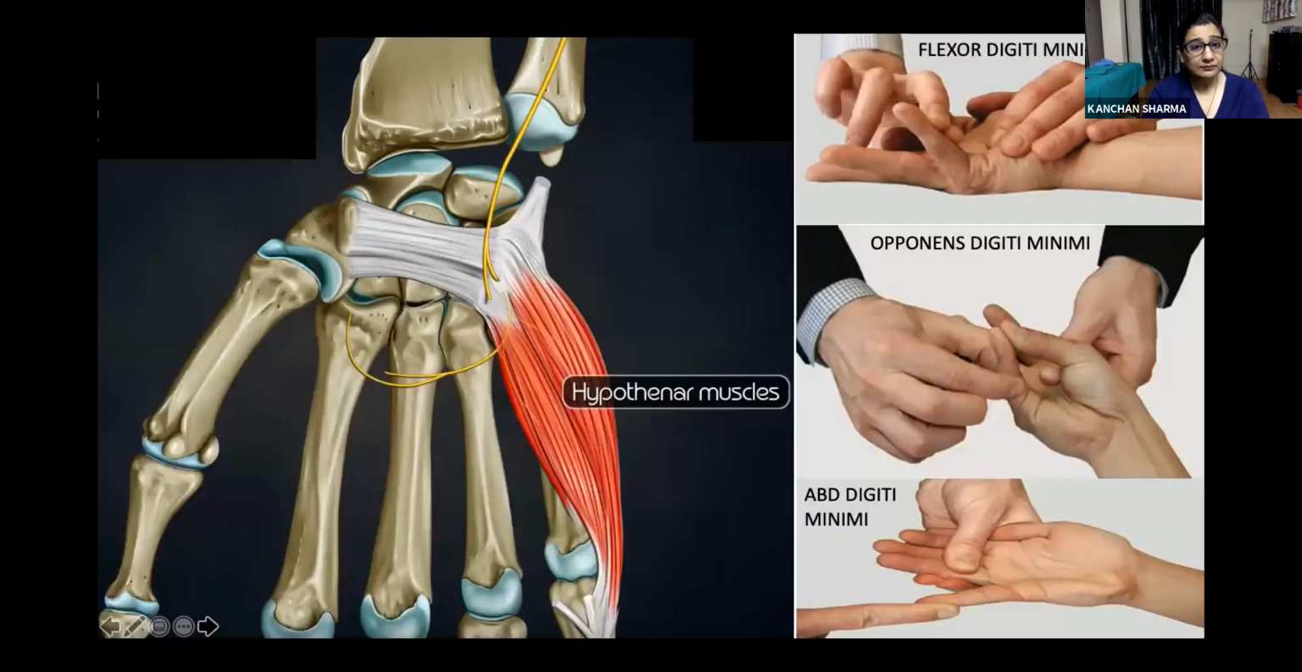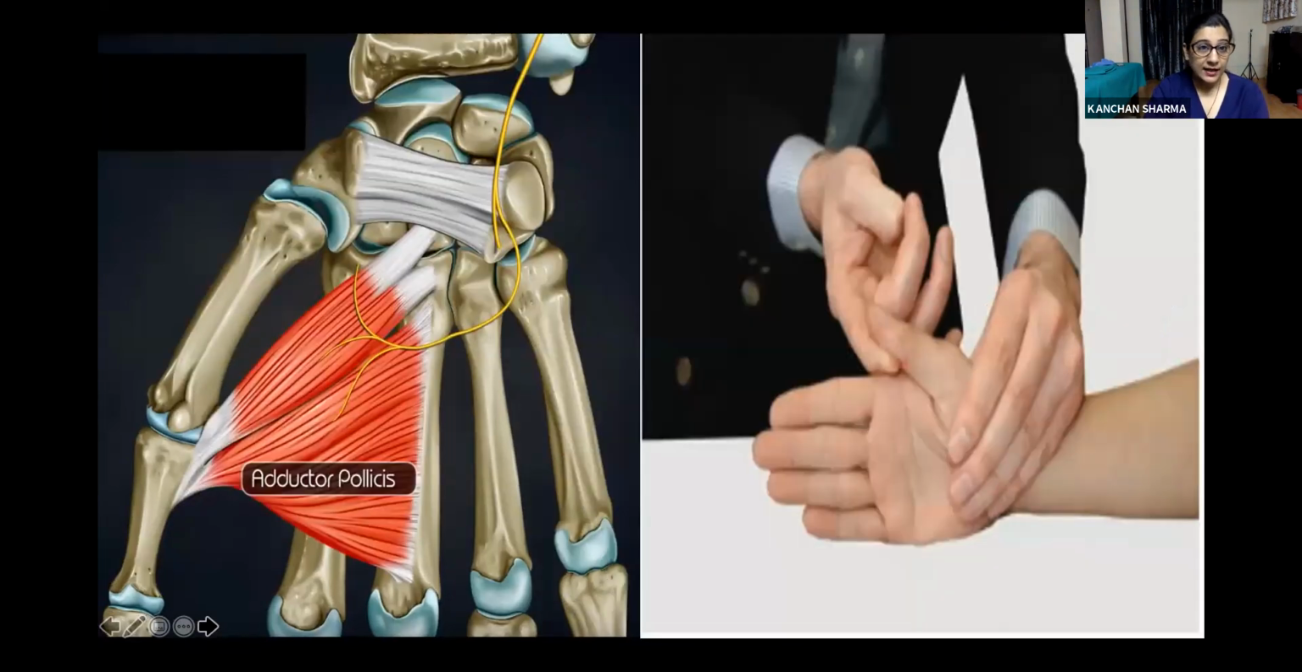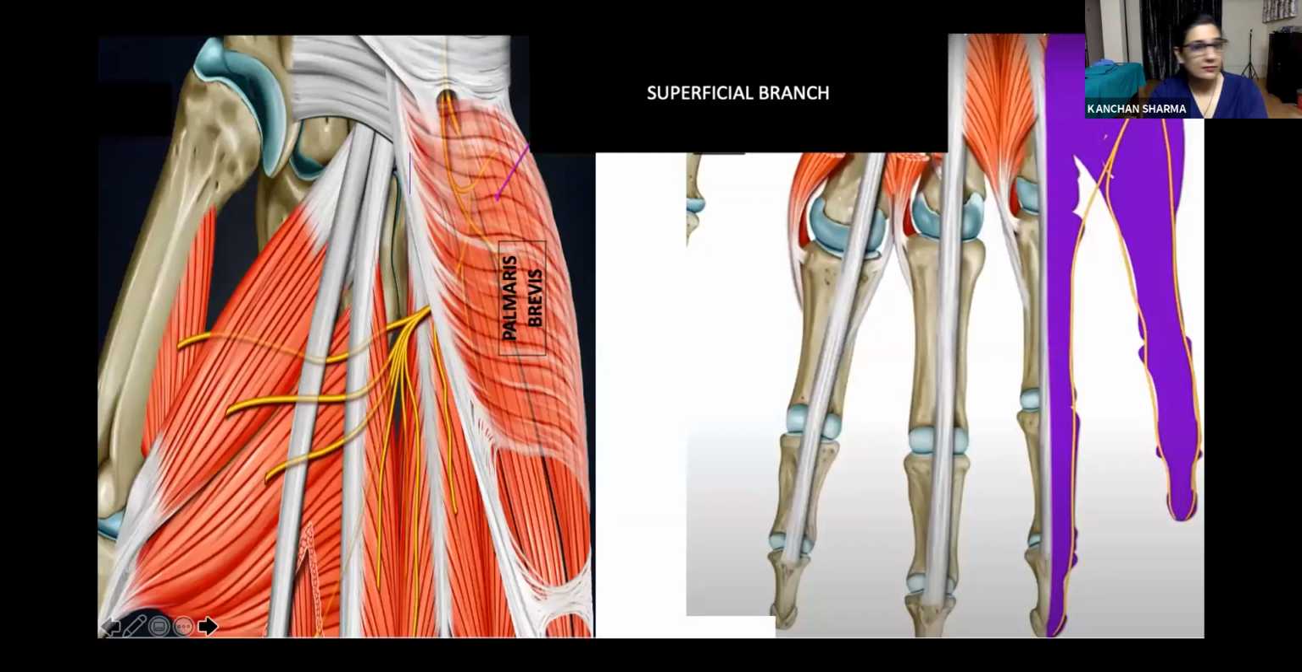Then the thenar muscles, we have learned, are all supplied by the median nerve. So the hypothenar muscles are supplied by the ulnar nerve. This is how you should remember. On this side, what we have learned is flexion, abduction, and bringing the thumb across. The same thing will be there for the hypothenar side also. Other than that, one additional thing you should know is that the adductor pollicis is supplied by your ulnar nerve.